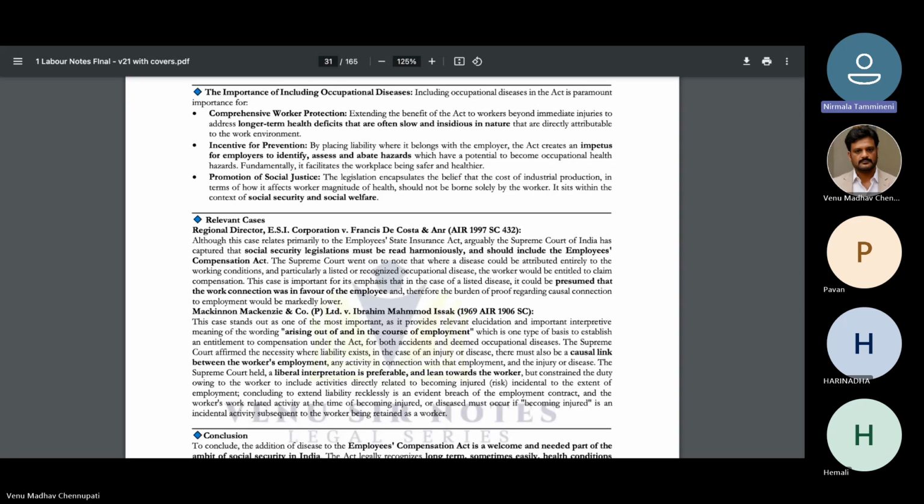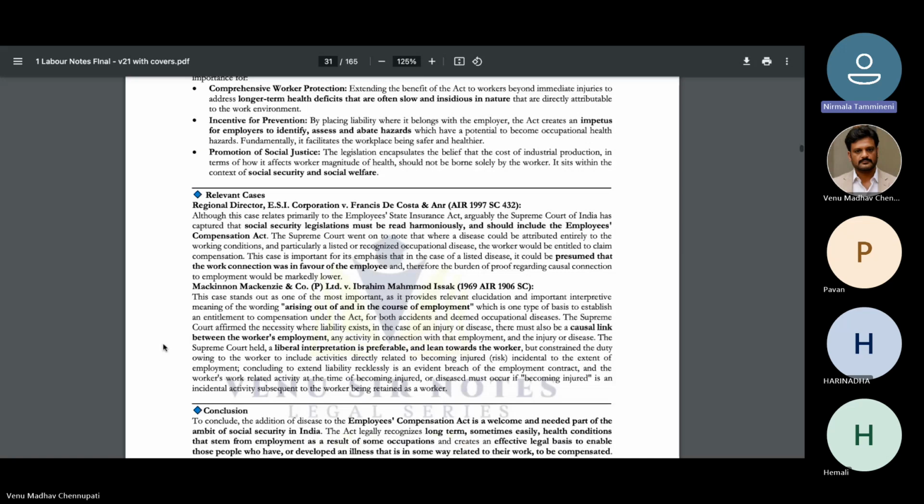It sits within the context of social security and social welfare. So this is broadly the concept of occupational diseases and the employer. Now, relevant cases, you have read two cases, but I will whip through. Regional Director, ESI Corporation versus Francis DeCosta.